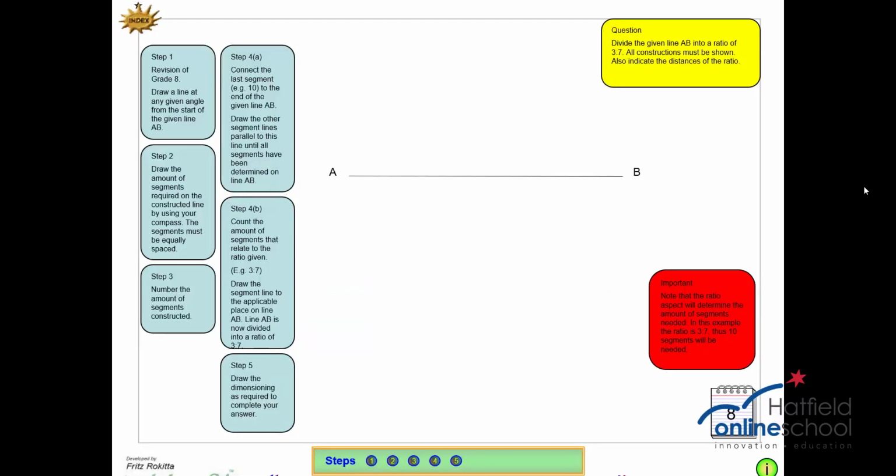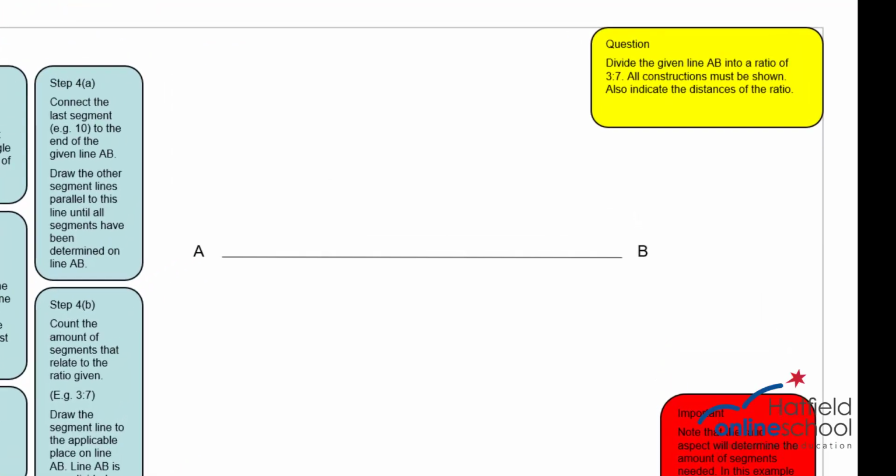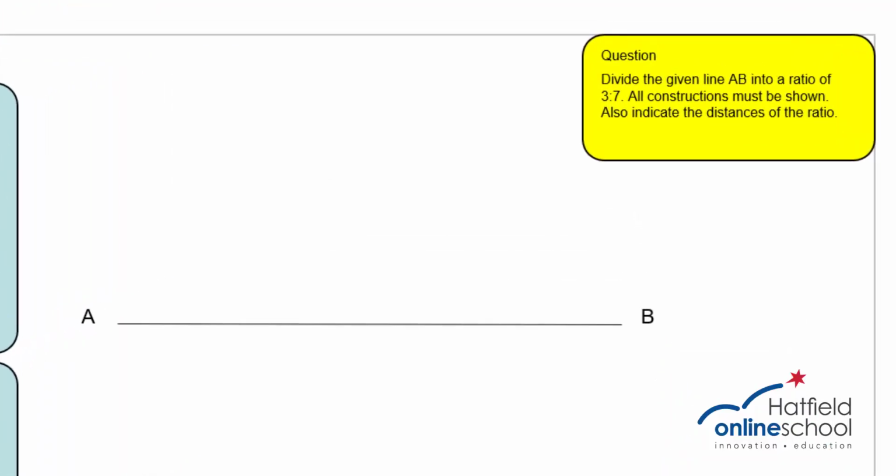Hi everyone, I want to do a quick tutorial on the explanation of dividing a line into a certain amount of segments. In this example we're going to use a 3:7 ratio, so we're going to divide this line into 10 equal segments, of which we will have a ratio of 3:7.